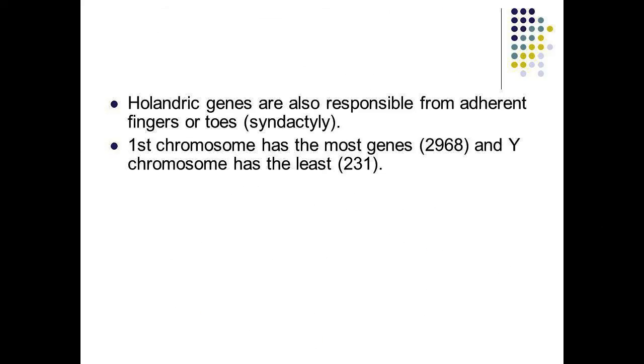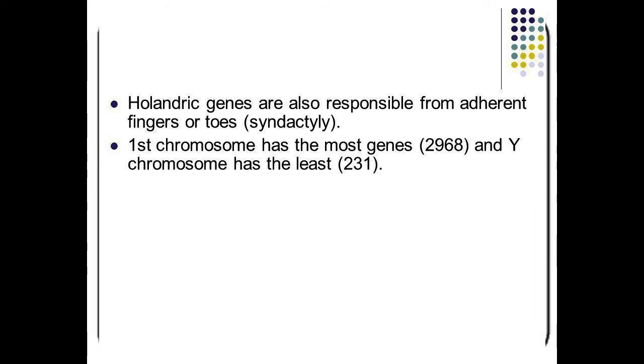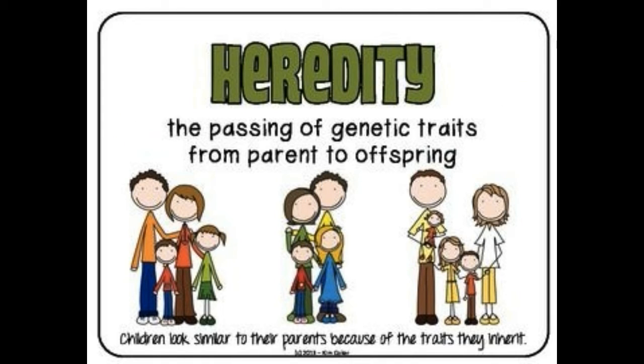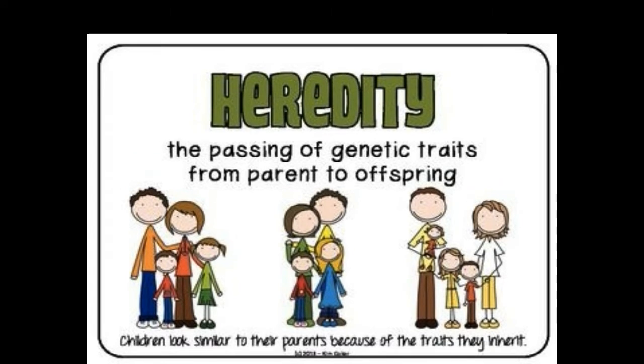Some of your characteristics come from a single gene, some from combinations of genes. And of course, as I said, each person has approximately 20 to 25,000 different genes. Chromosome number 1 has the most genes, approximately 3,000. And chromosome Y, the male chromosome as far as sex goes, has the fewest, a little over 200.